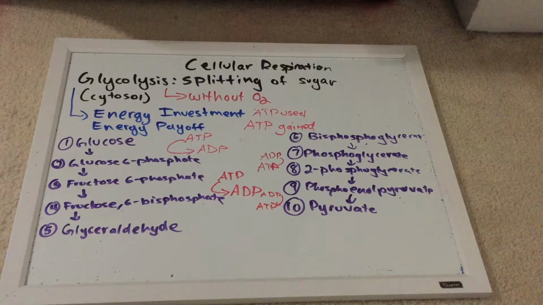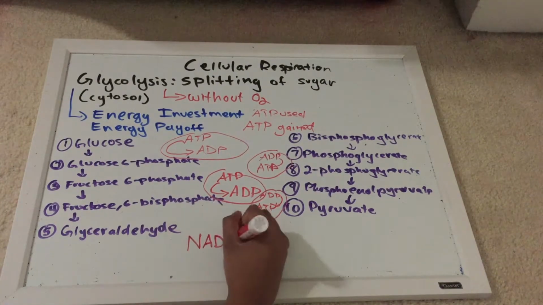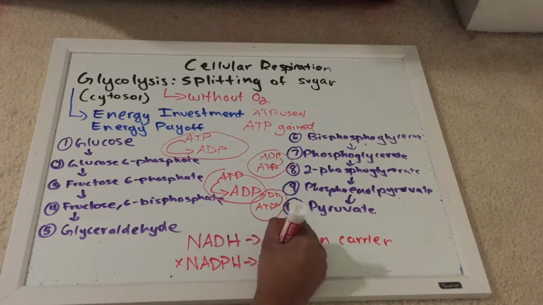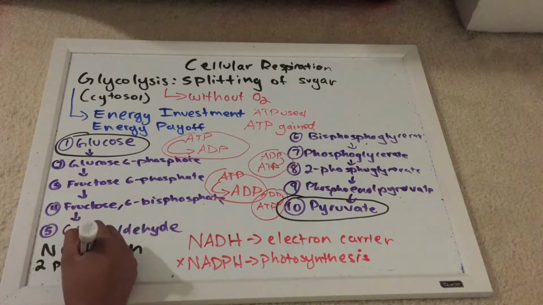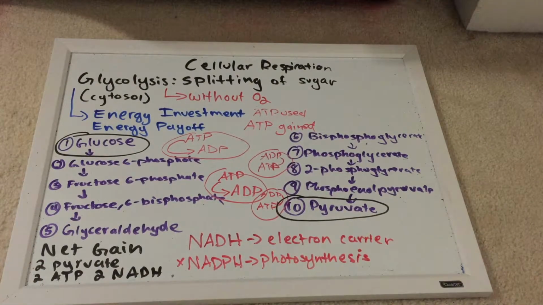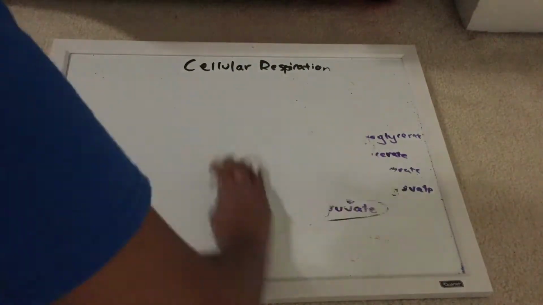In this process, 2 ATP is used and 2 ATP is gained. Another molecule gained is NADH, which is an electron carrier. This is different from NADPH, which is used in photosynthesis. A total gain is 2 pyruvates, 2 ATP, and 2 NADH.